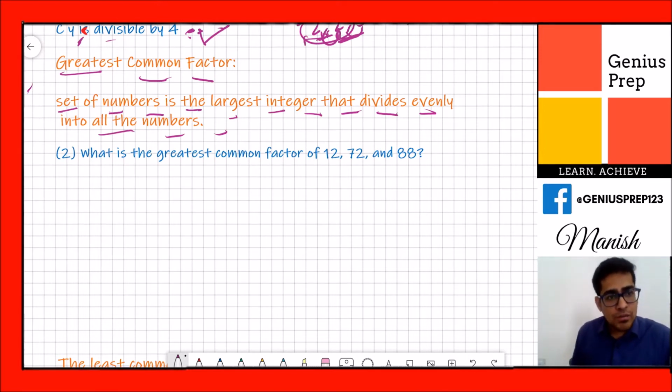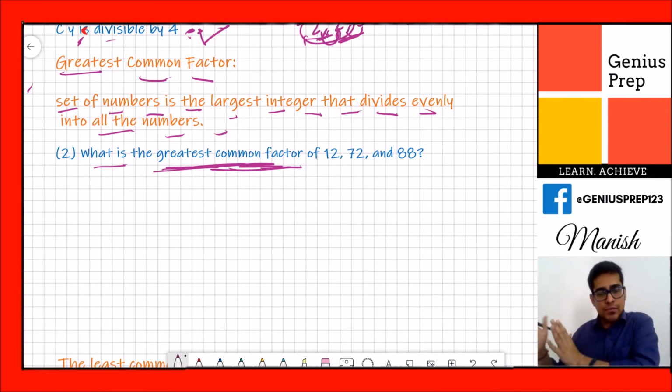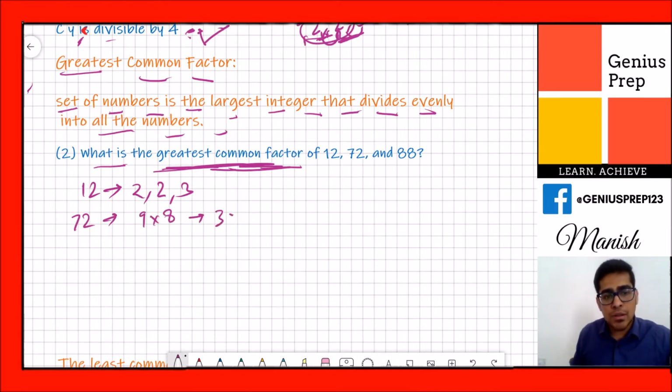Okay, so let's solve. First you need to understand that the greatest common factor means you have to find the greatest common factor among the different numbers. When you see the number 12, if you factorize this, it will come 2, 2, 3: 2 times 2 is 4, 4 times 3 is 12. Now 72: you can say 9 cross 8, that is 3 times 3 and 2 times 2 times 2. So we get three 2s and two 3s.